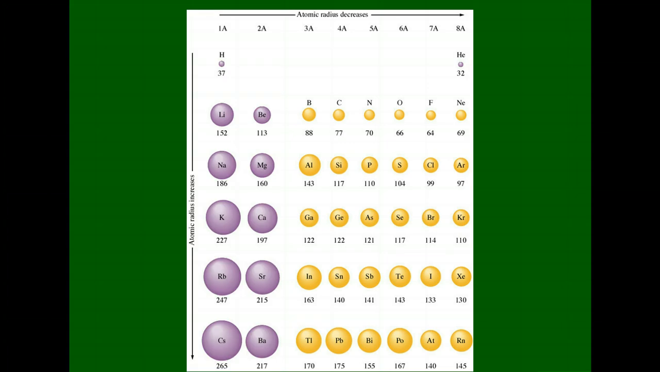So here are some examples of atom sizes. We can see going down group 1 that cesium is our biggest atom within that group. Hydrogen is our smallest. And as we go across the row, we see that the trend is that the radius is going to diminish as we move from our metals over to our noble gases.